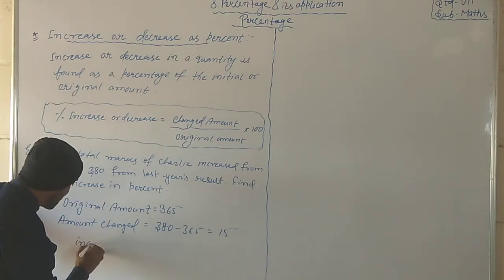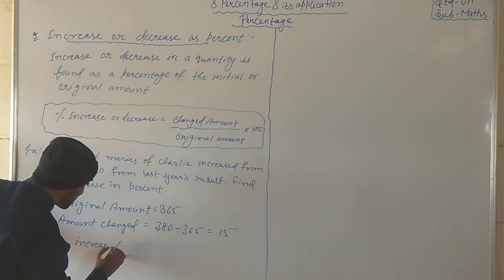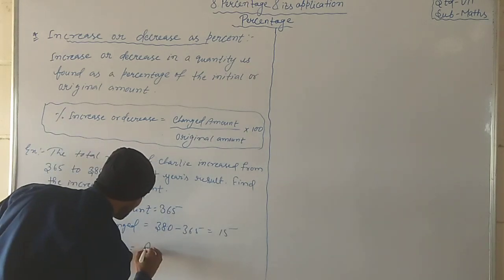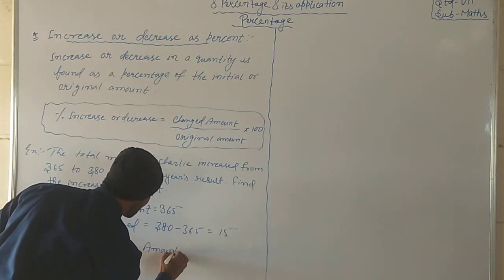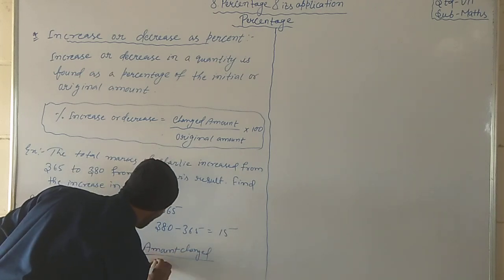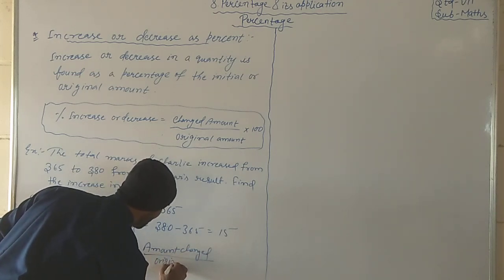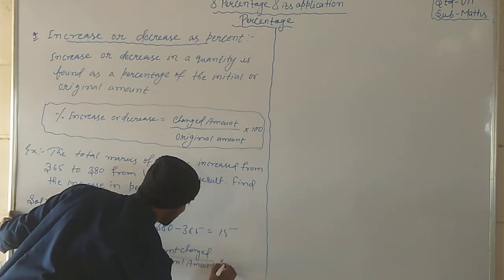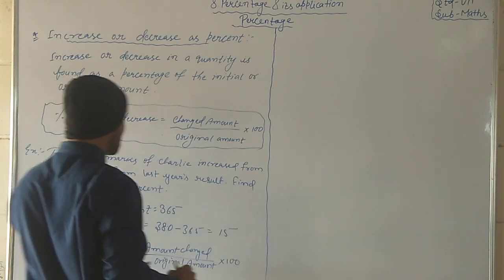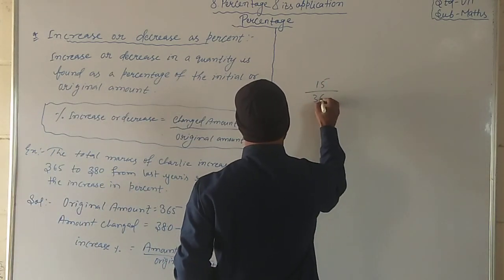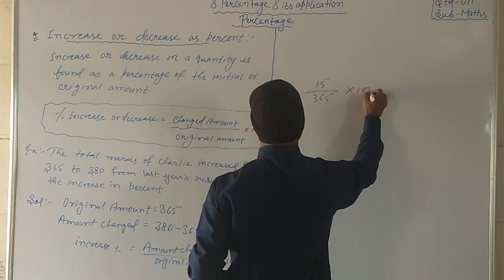Okay students, now what is the increase percent? So what will we do? Increase percentage is equal to amount changed by original amount into 100. Simple. The amount changed is 15, the original amount is 365, into 100.